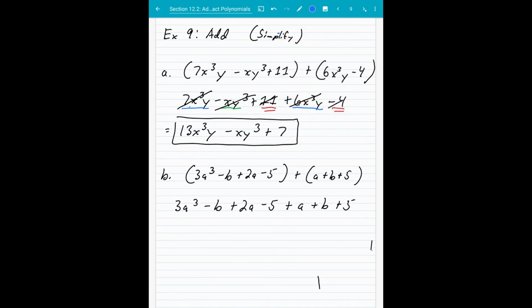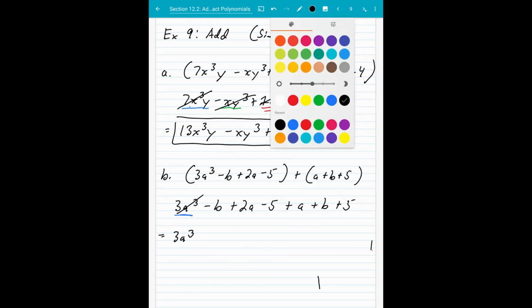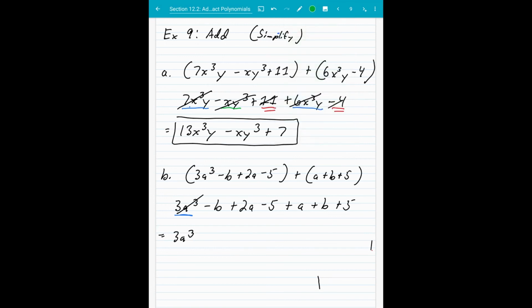Examine left to right. Are there any other a to the thirds? I don't see any exponents listed anywhere here, so there aren't any other ones. This would be 3a to the third. Let's move on to b's. Got a b here. Any other b's? We got one right there. Negative b plus b makes 0, so those end up canceling out. We don't need to write anything down.